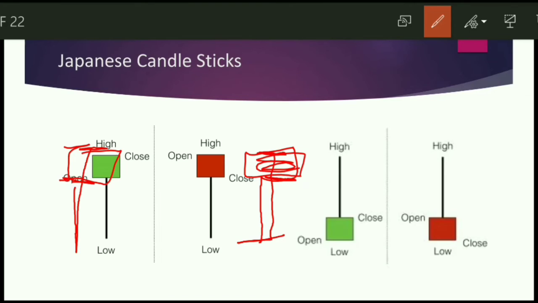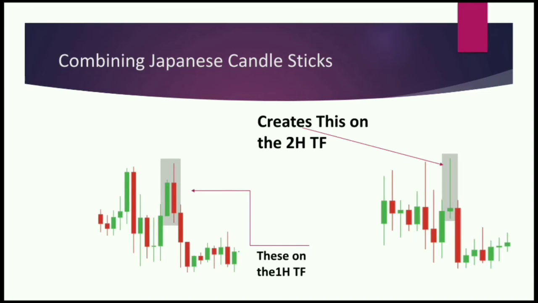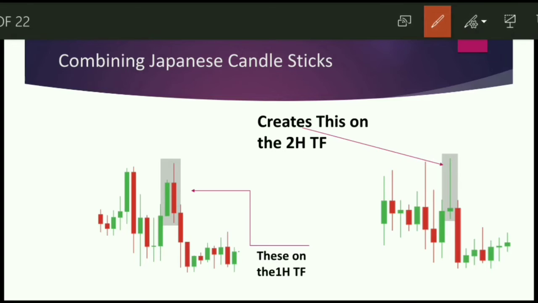Remember, candlesticks, simply put, tell the psychology of the market in a specific time frame. So let's explain how the candlesticks work. Now you have this bullish candle followed by a bearish candle on the 1 hour time frame, but on the 2 hour time frame it's a pin bar, or what we call the shooting star. Let's explain it. We're going to start from the left to the right.